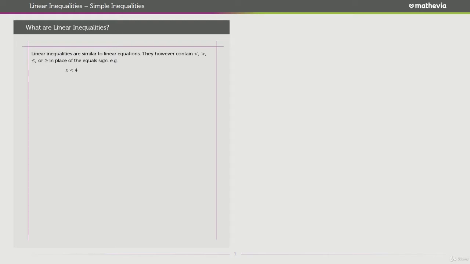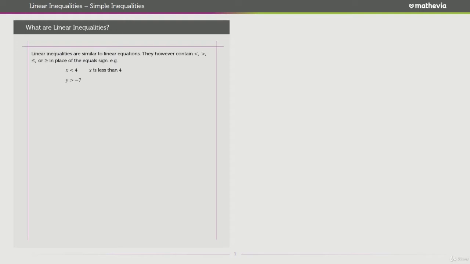So we have something like this. We have x is less than 4. Basically, this is just values less than 4. So x represents values less than 4, i.e. 3, 2, 1, 0, minus 1, 3.99999, just pretty much every number less than 4.